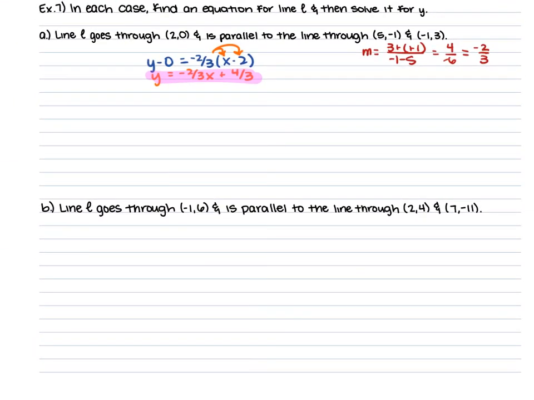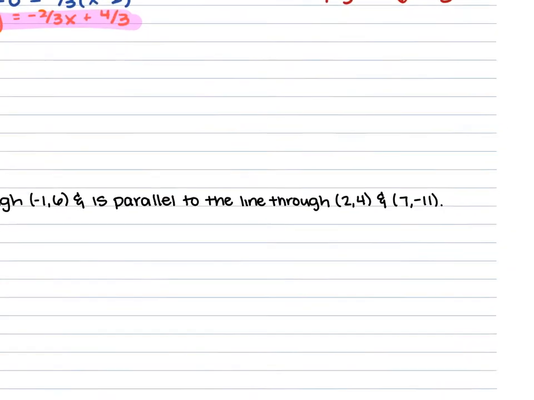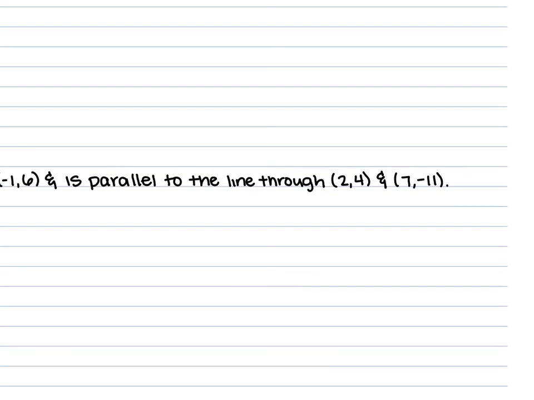For example B, it tells us line L goes through negative 1, 6 and is parallel to the line through 2, 4, and 7, negative 11. So again, I'm going to find the slope between this 2, 4, and the 7, negative 11. I'm going to have m is equal to negative 11 minus 4 over 7 minus 2. I'm going to get negative 15 over 5, which is negative 3.